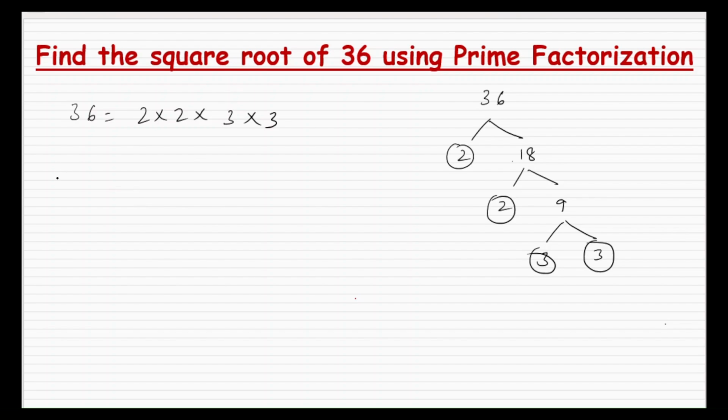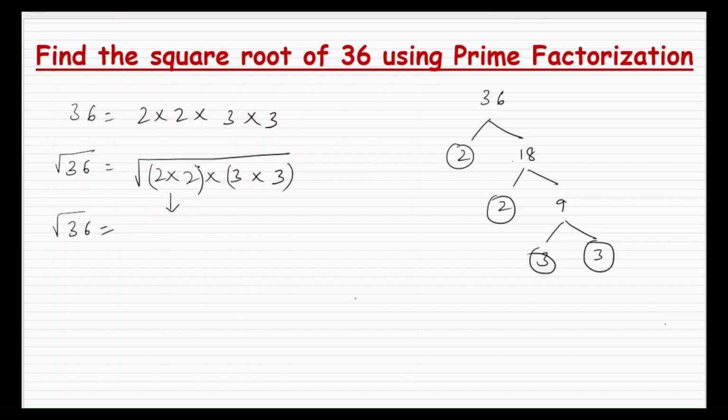I want to find the square root of 36, so I will take the square roots on both sides. So root 36 is equal to the square root of 2 times 2 times 3 times 3. Now, the next step is to pair the factors. That means I will make a group or pair of these factors. Now my next step is to write one prime factor for each pair. So for this pair, I would write 2 times, and for this pair, I will write 3. So root 36 is equal to 2 times 3, 6.